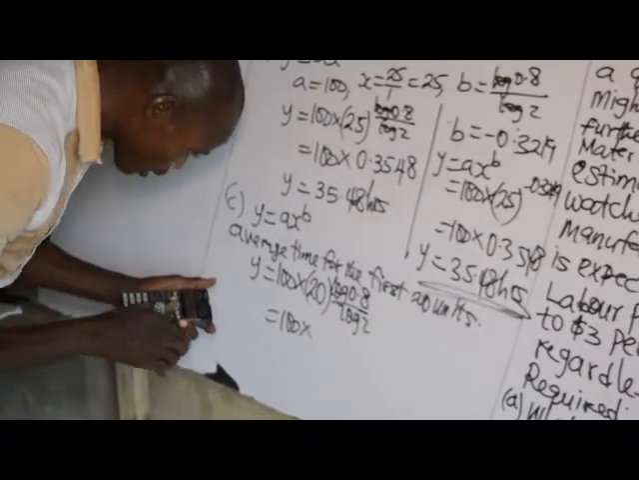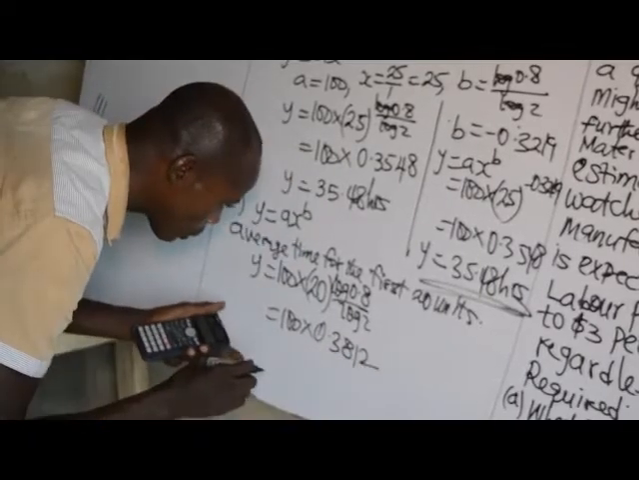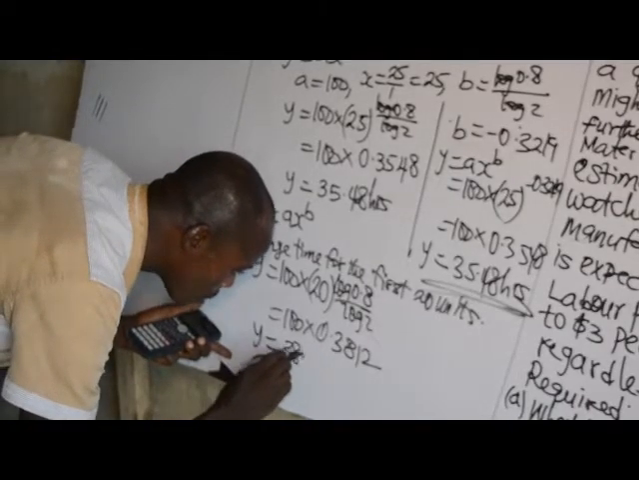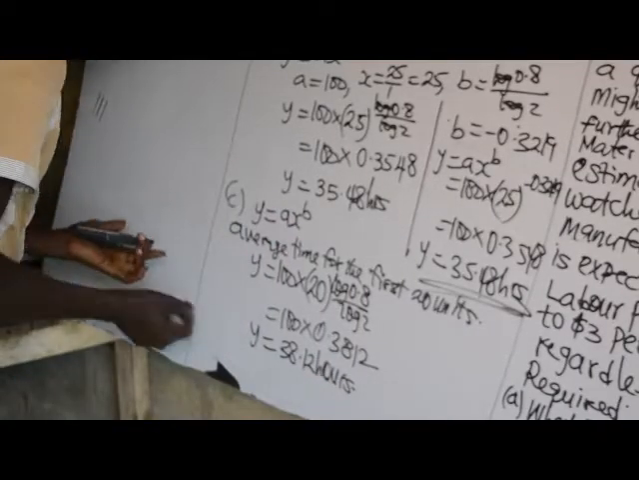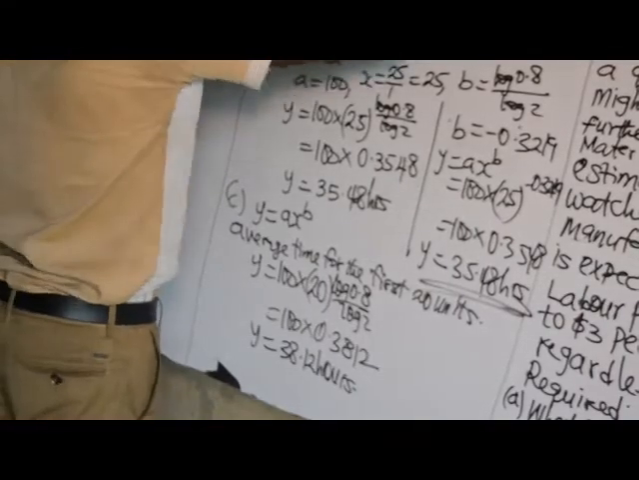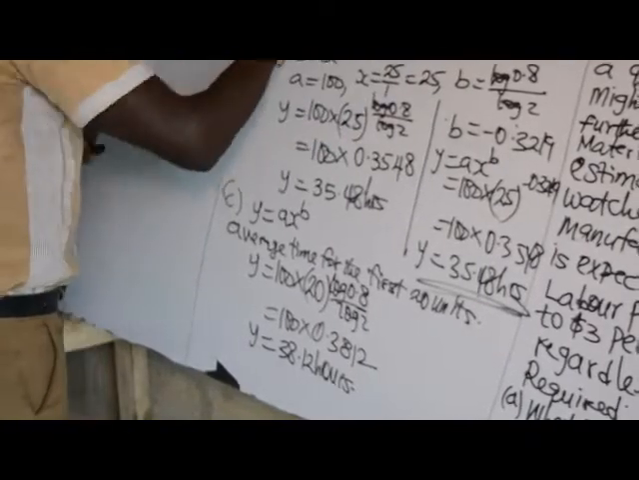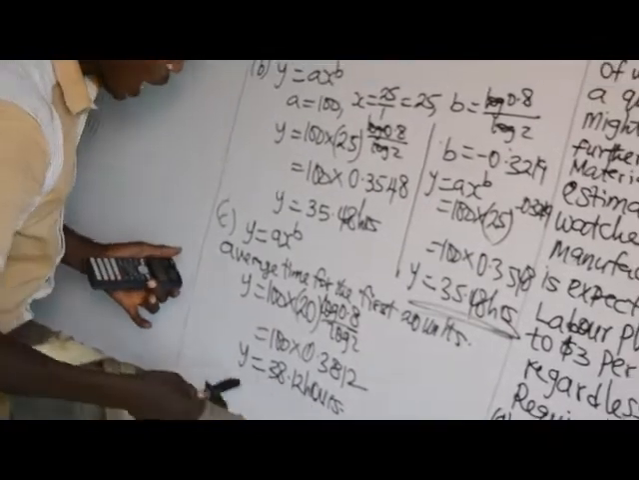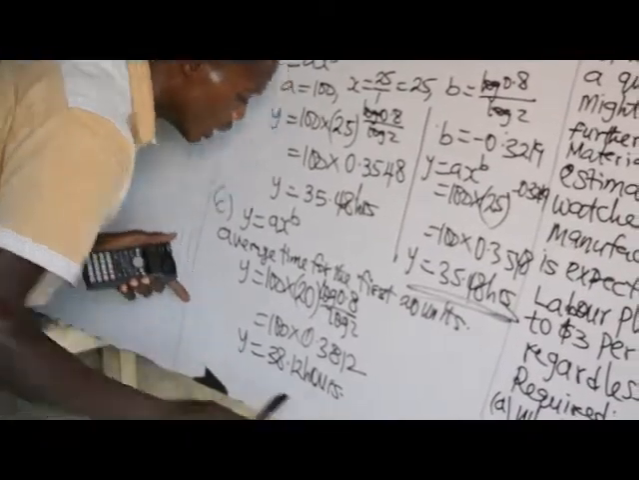Then we have 0.3812. If you multiply that by 100, Y will be equal to 100 times this. That will be 38.12 hours. This is the time required to produce a unit from the total output of 20. To produce one, if 20 units is produced, that means to produce only one out of the 20, it will take you 38.12 hours.